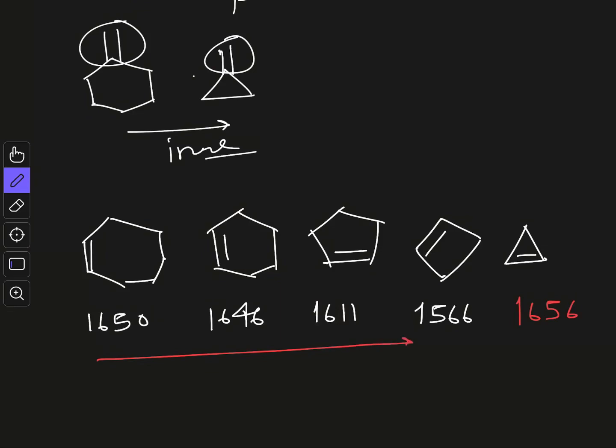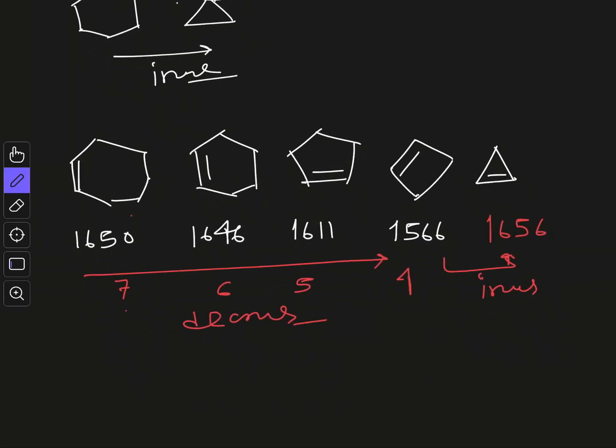So as you go from large to small, this is a 7-membered ring, this is a 6-membered ring, this is a 5-membered ring, and this is a 4-membered ring. From 7 to 4 it gradually decreases, 1650 to 1566, but again if you go from 4 to 3-membered it increases. So initially it decreases and then here it increases. That means this is a typical value for the cyclobutene system, where it has the lowest value.